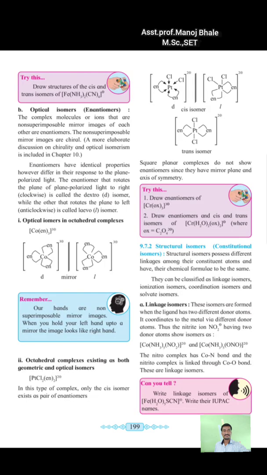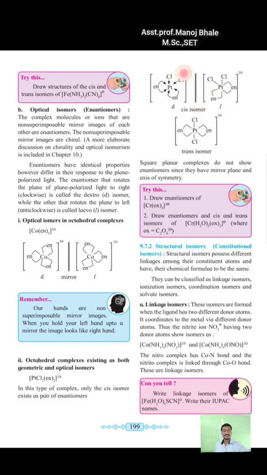Optical isomerism is the next type. Optical isomerism also has another name, enantiomer. There are two types: one is D and the other is L. D means dextrorotatory and L means levorotatory. Octahedral complexes can exist with both geometrical and optical isomerism. For example, we covered this example in the last lecture.